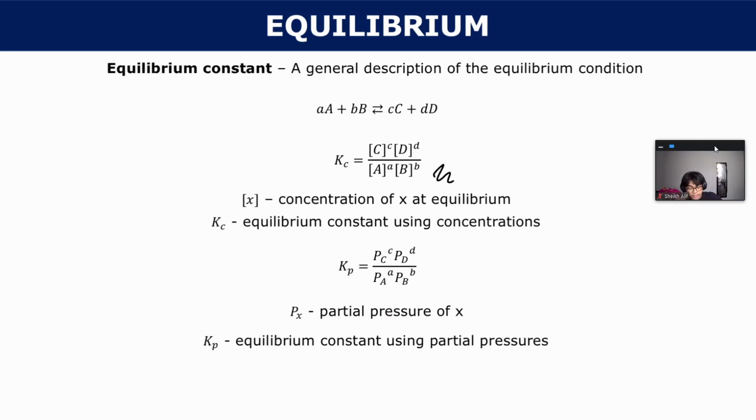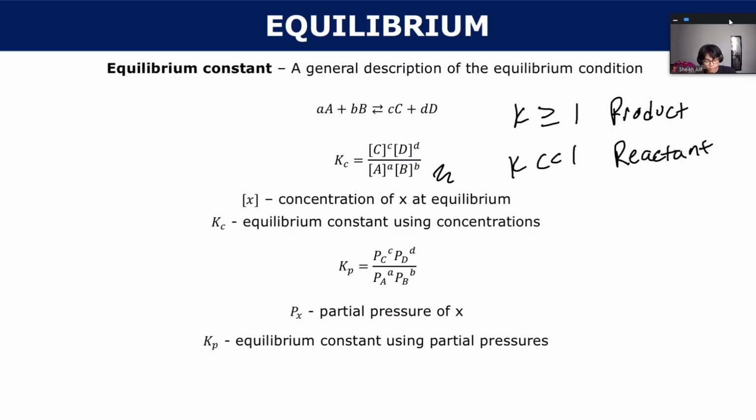So equilibrium constants that are greater than or equal to 1 are going to be product favored, and equilibrium constants that are less than 1 or a lot less than 1 are going to be reactant favored. And so you might have a K that is, I don't know, 10 to the negative 30 or something. That would be extremely reactant favored. And you might also have a K that is 10 to the second, and that would be incredibly product favored.